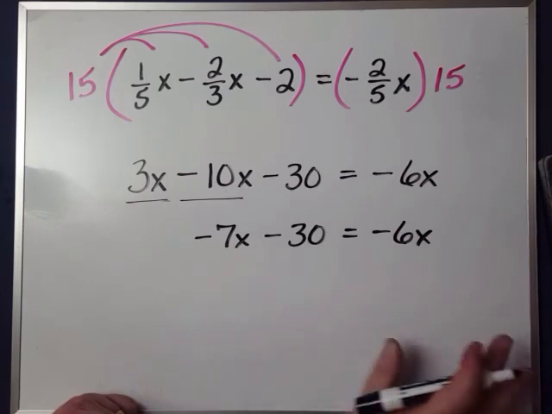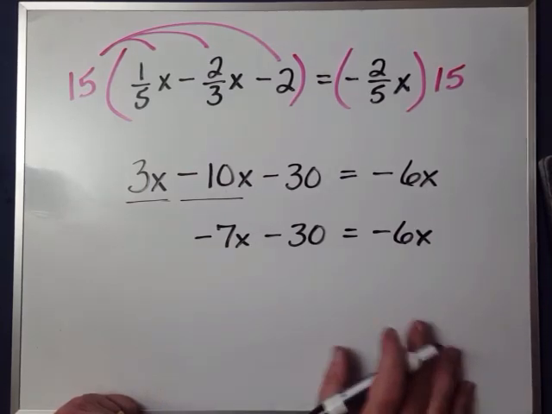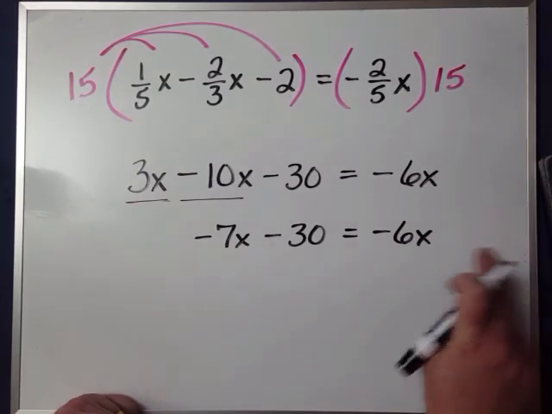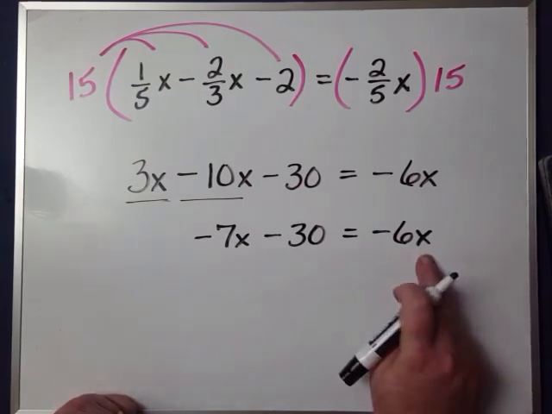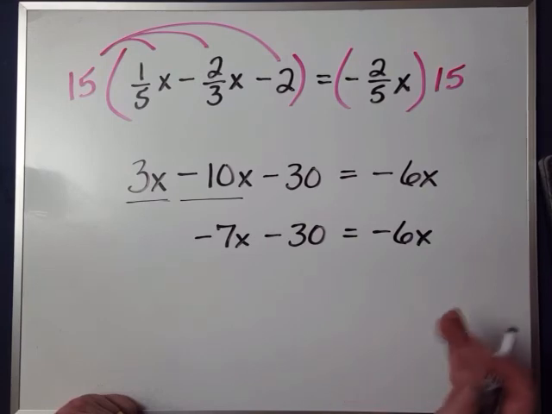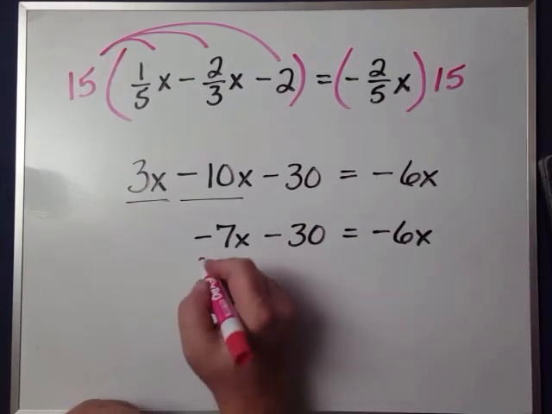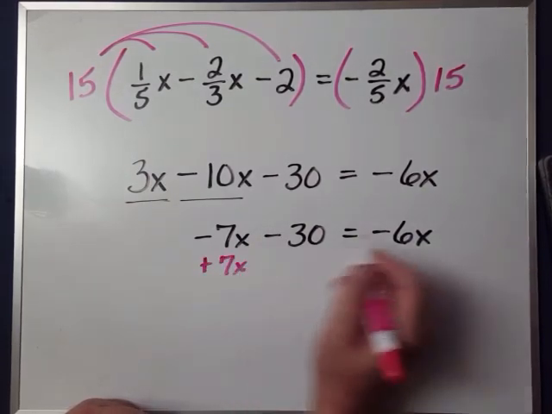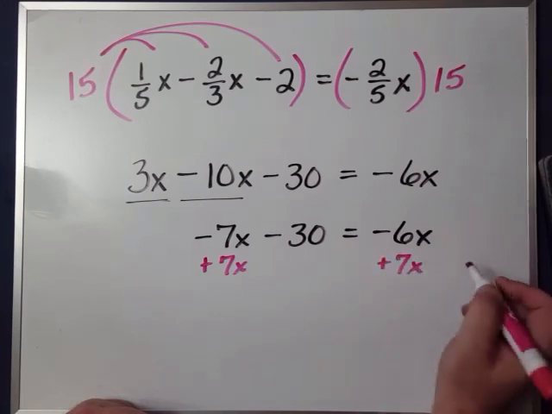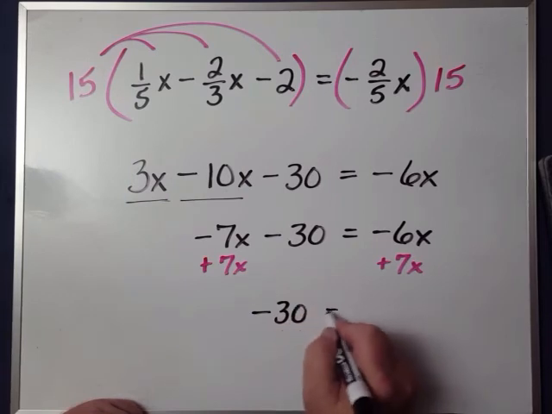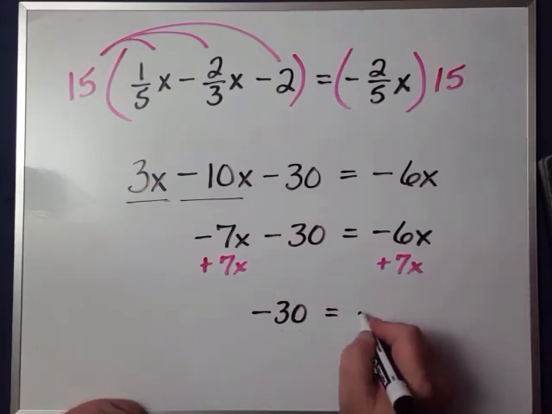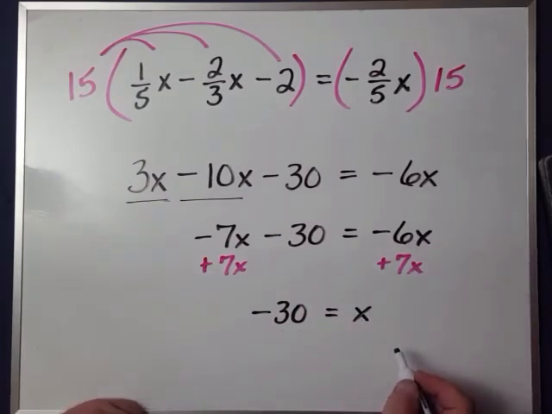I'm going to take my x's to the right because there are no numeric terms on the right-hand side, only x terms. It's going to save me a step compared to taking it to the left. I'll add 7x to both sides. That gives me negative 30 equals x. Not only did we get x to one side, but we got x by itself.